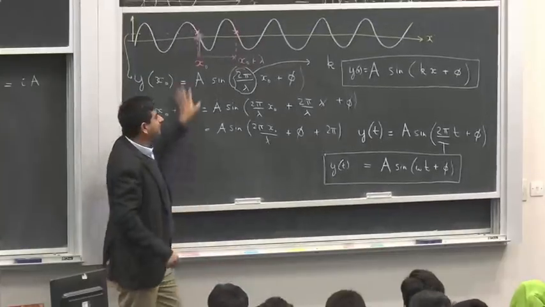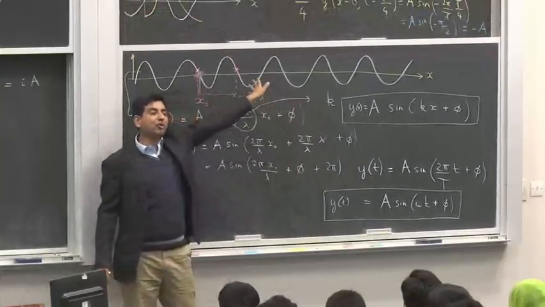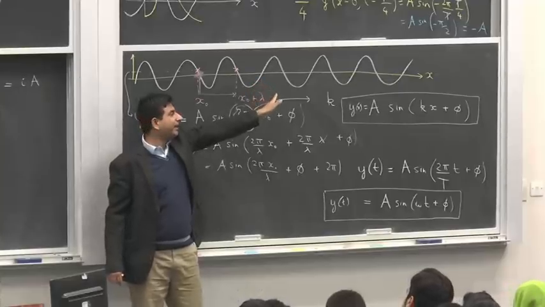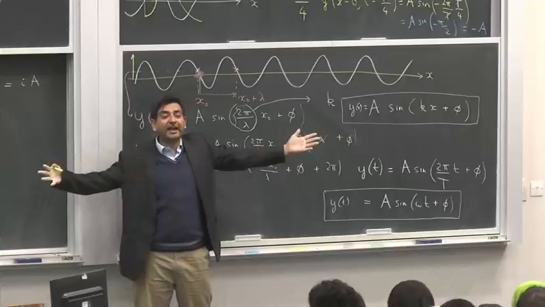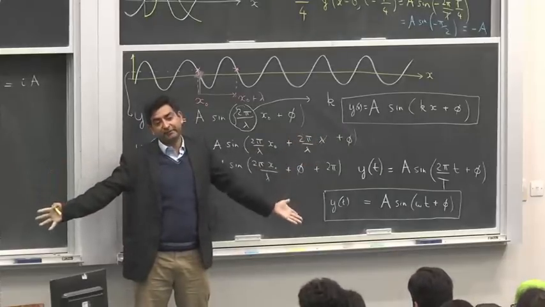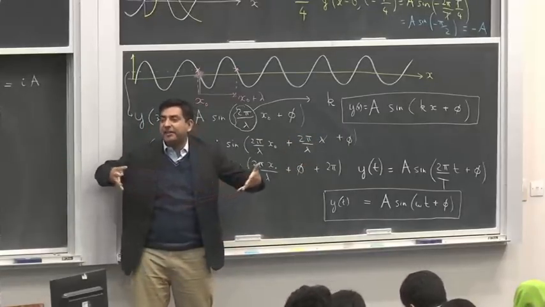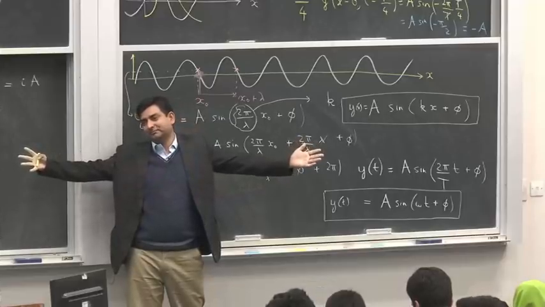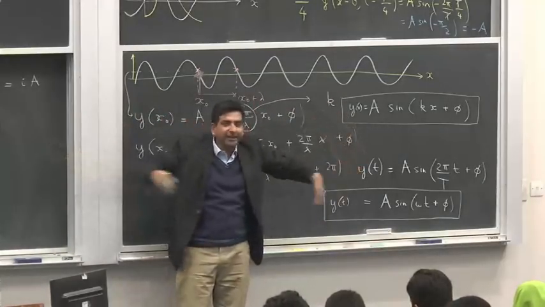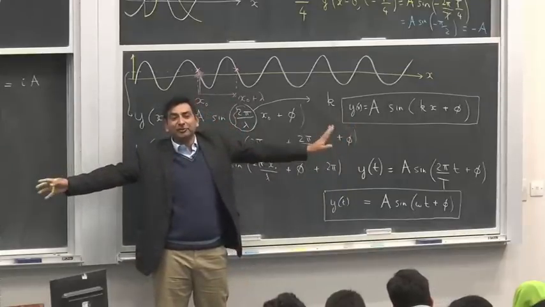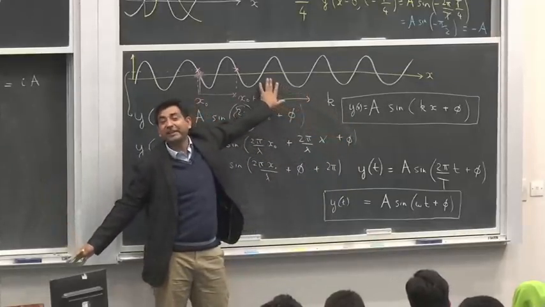This wave, it's not localized in space. If it's an ideal wave, an ideal plane wave, it exists everywhere in space. So this x-axis goes from minus infinity to plus infinity. It exists everywhere in space. So it's not localized. This wave is delocalized.